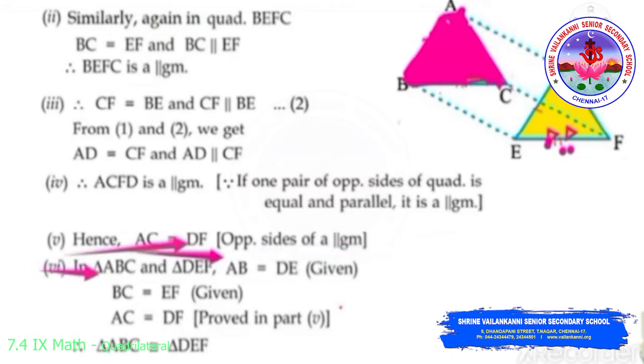Coming to the sixth case, consider triangle ABC and triangle DEF. We know that AB is equal to DE and BC is equal to EF and AC is equal to DF. So I got three sides of triangle ABC and triangle DEF are equal to each other. So by SSS congruence, I can prove that triangle ABC is congruent to triangle DEF.